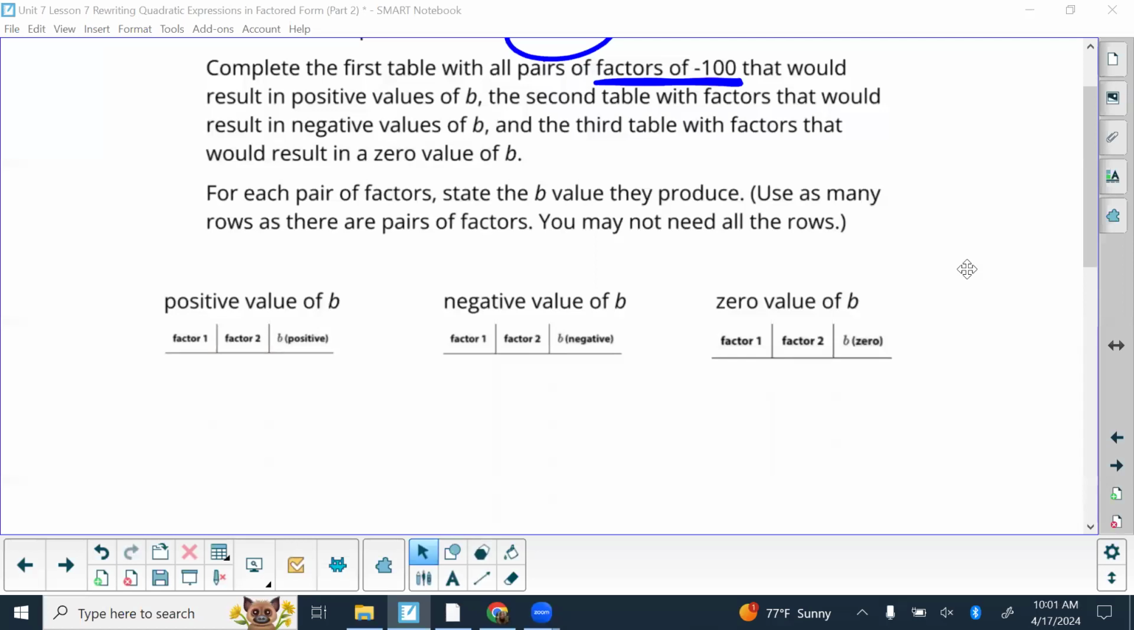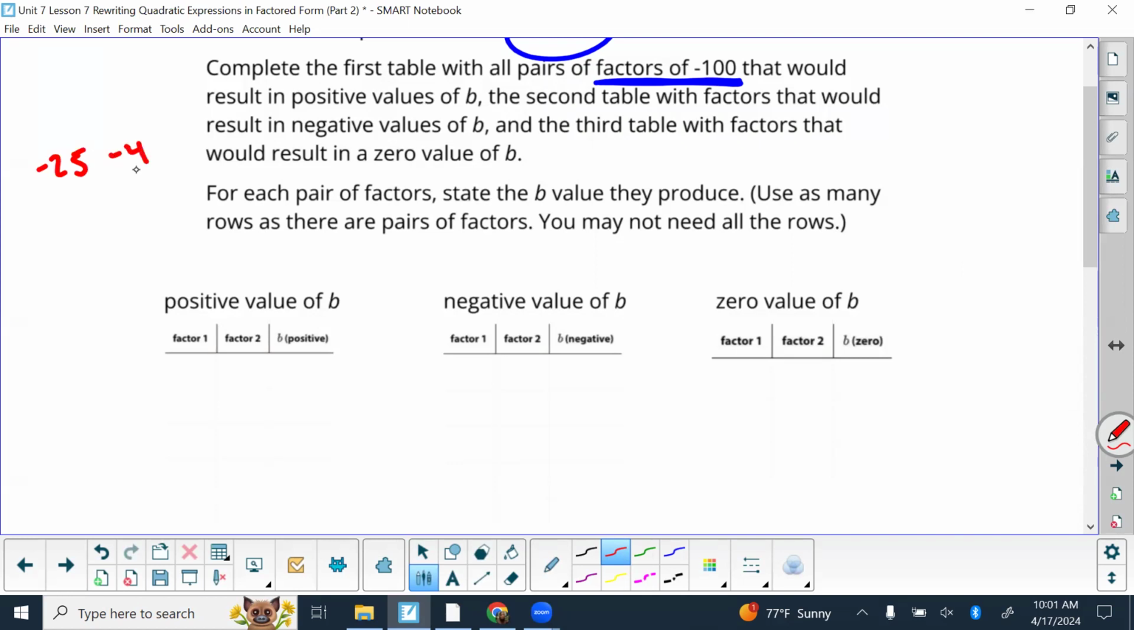All right, table 9, give me a pair of factors that multiplies to negative 100. Any two numbers that multiply to negative 100. Negative 25 and negative 4, is that what you said? So that would multiply to give me a positive 100, so how can I adjust that to make it give me a negative when I multiply?